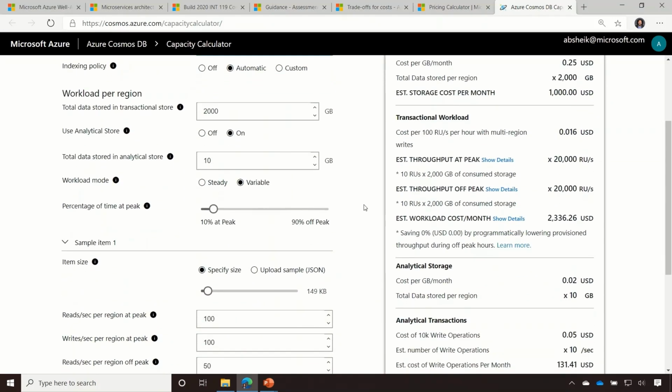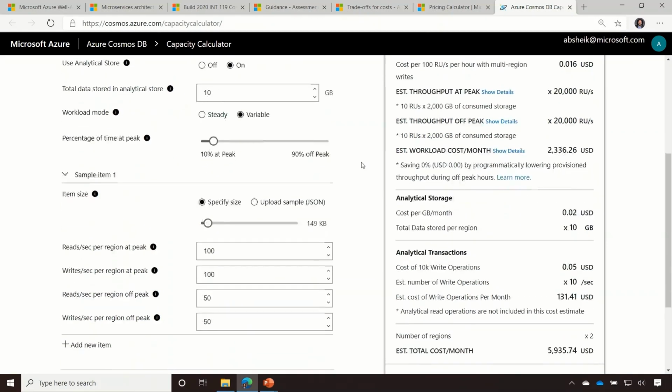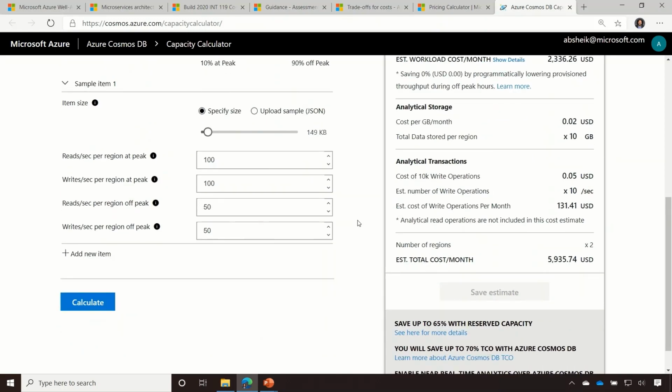The choice that we are making here, which has the most significance on the cost, is that we would have 2 terabytes of data per workload per region. We are also estimating the percentage of peak time characteristics and indicating that the workload mode is variable and will have a 10% peak traffic throughout the lifecycle.